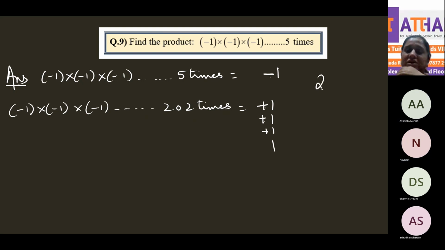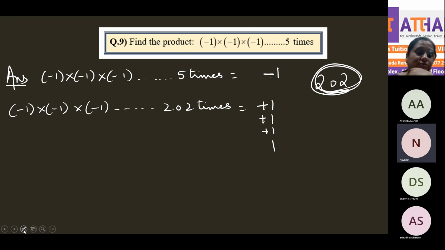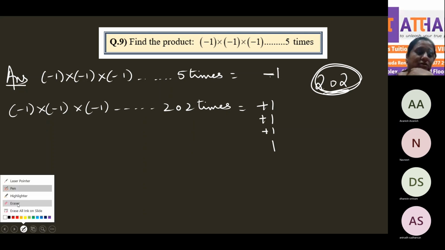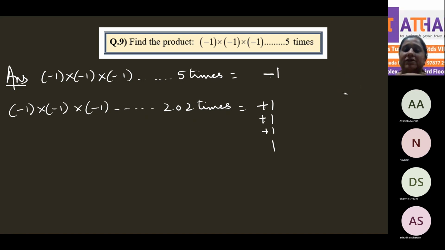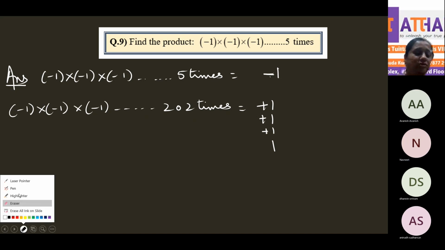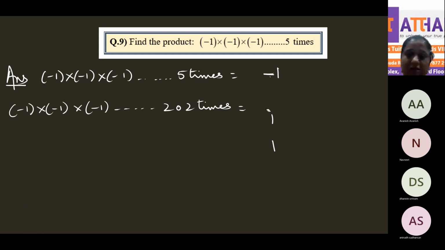I heard somebody say 202. Who was that? Did anyone say 202 before? No, ma'am. I thought somebody said 202 earlier. Ma'am, I said it as an even number. Okay, fine. 202 is an even number. Very good, very good. So it's a plus 1.